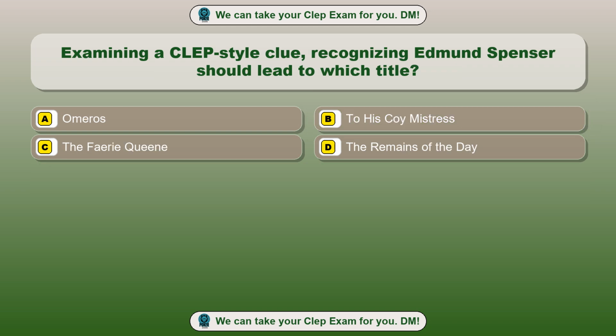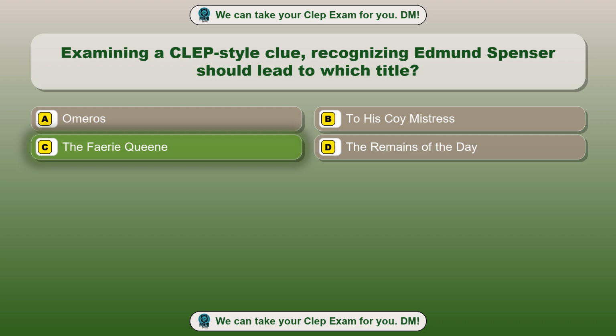Question 90. Examining a CLEP-style clue. Recognizing Edmund Spenser should lead to which title? Option A. Omeros. Option B. To His Coy Mistress. Option C. The Faerie Queene. Option D. The Remains of the Day. The correct answer is option C.